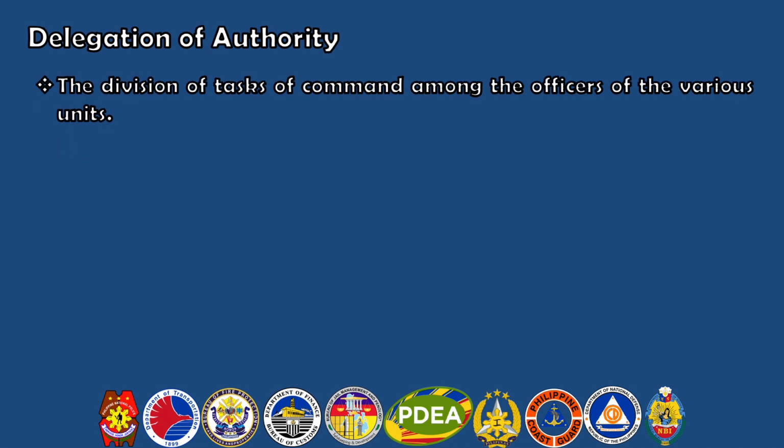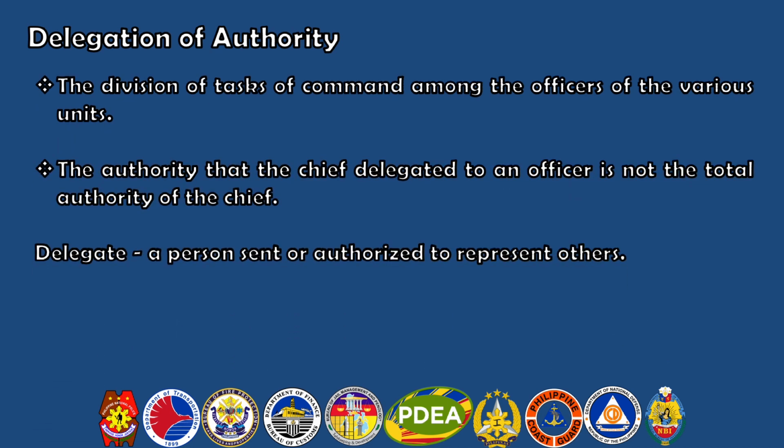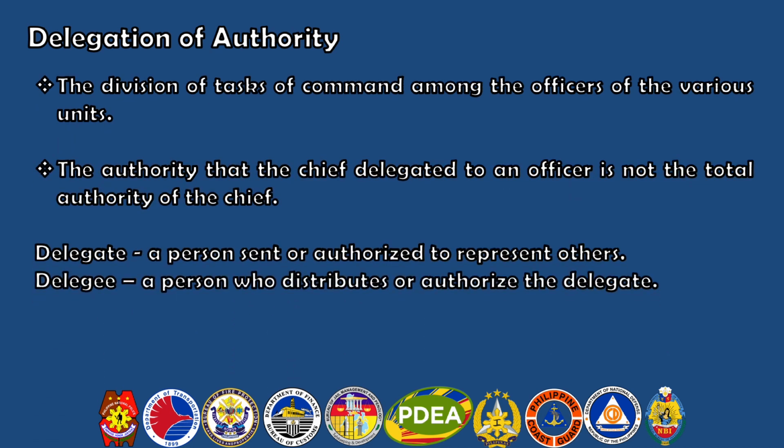Next would be delegation of authority. So, bago natin alamin si delegation of authority, alamin muna natin yung mga tao. When we say delegate, it is a person sent or authorized to represent others. So, ibig sabihin siya yung nabigyan ng authority or power. When we say delegator, ito yung nagbigay or nag-authorize sa delegate.